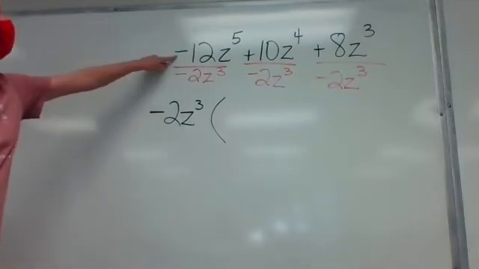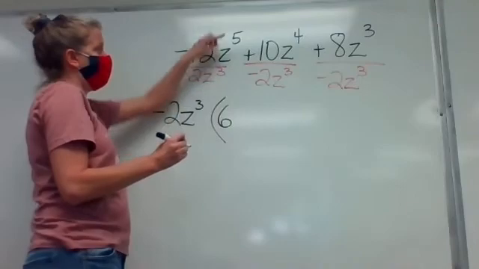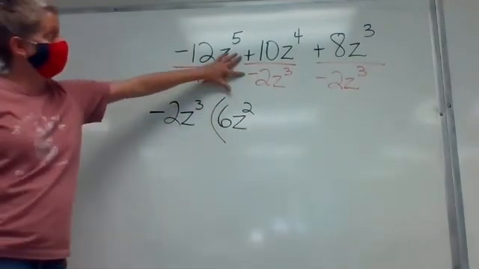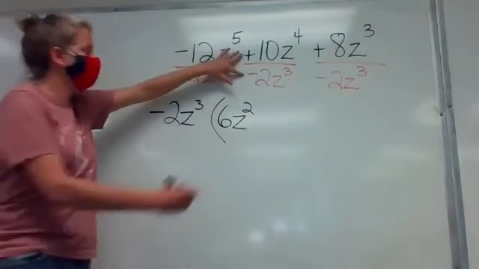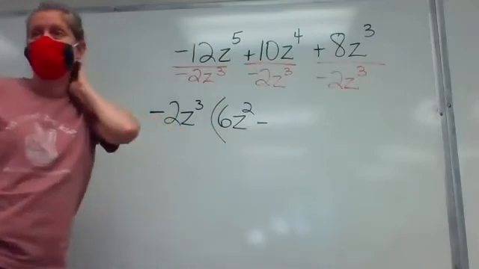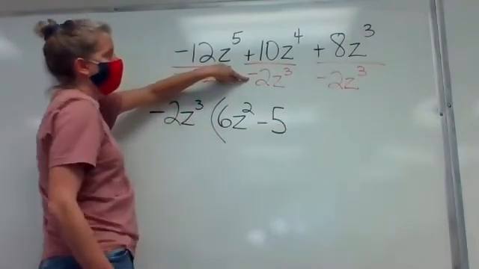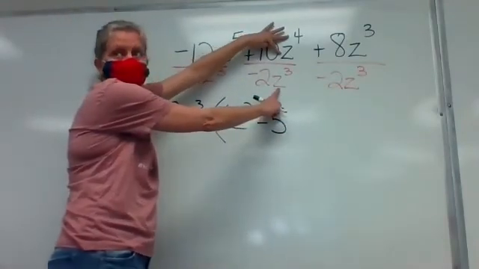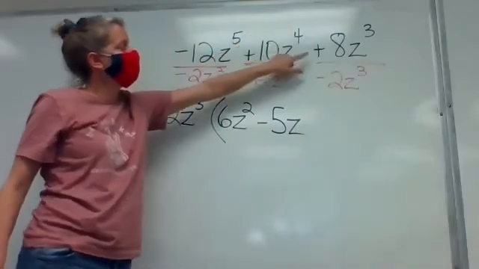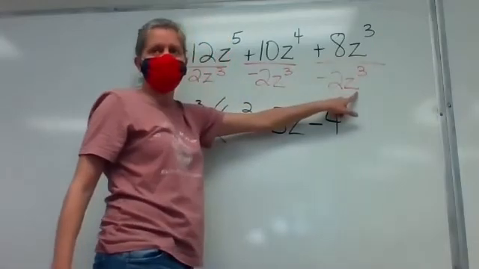So let's divide. What's -12 divided by -2? 6, 6z squared. Right, I had 5, I pulled out 3, so I'm left with z squared. Plus, what's a positive divided by a negative? When you pull out this negative from everybody, it's going to change everybody's signs because you're going to divide them by a negative now. So what's positive 10 divided by -2? It's -5. How much z do you have left here? Just one, right? I had 4 and I pulled 3 out, so I have z left. And then minus, positive 8 divided by -2 is -4. Do you have any z's? No.